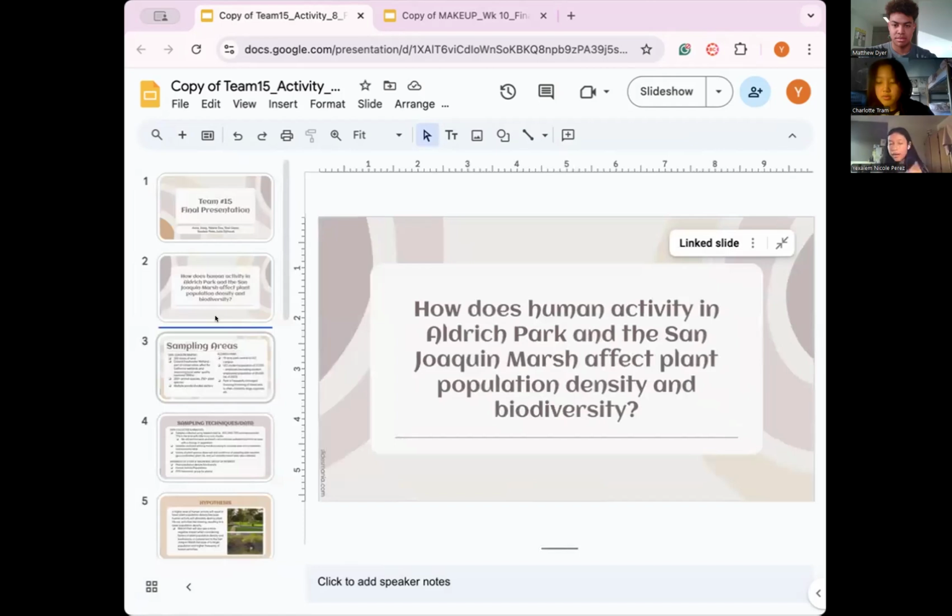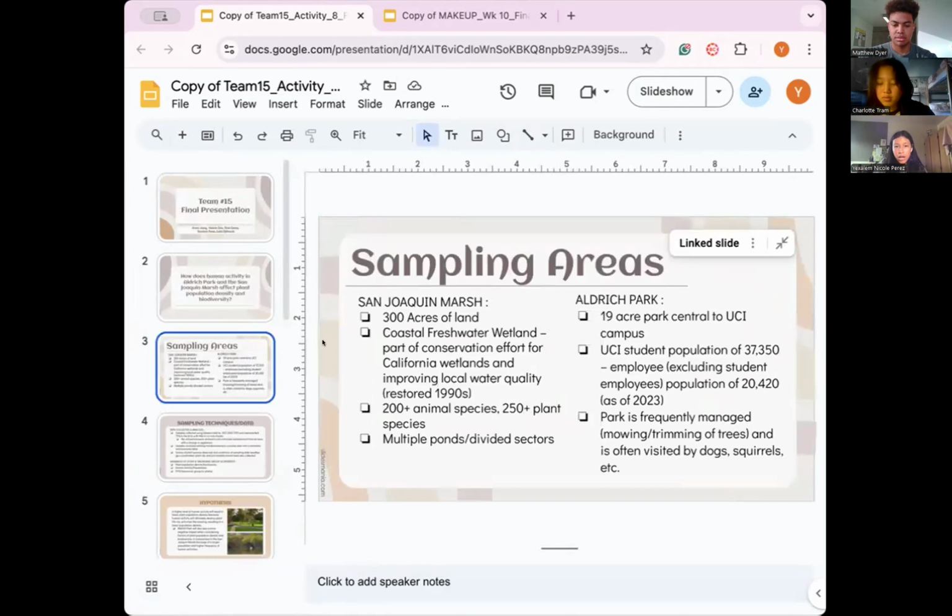So our research question, or our prompt, was: how does human activity in Aldrich Park and the San Joaquin Marsh affect plant population density and biodiversity? So we have here sample areas. I'm not gonna say much because I don't want to bombard you with information. But the San Joaquin Marsh is about 300 acres of land, coastal freshwater wetlands, part of conservation efforts of California wetlands and improving local water quality. There are about 200 and more animal species and 250 plant species.